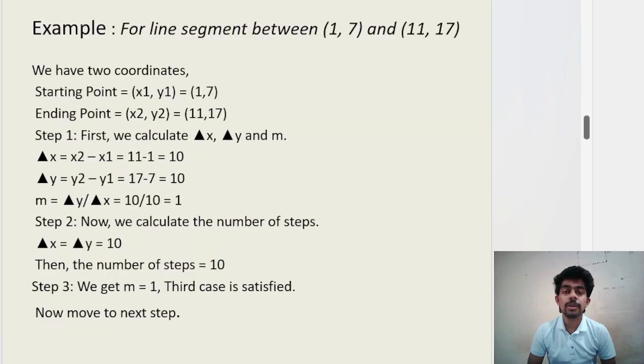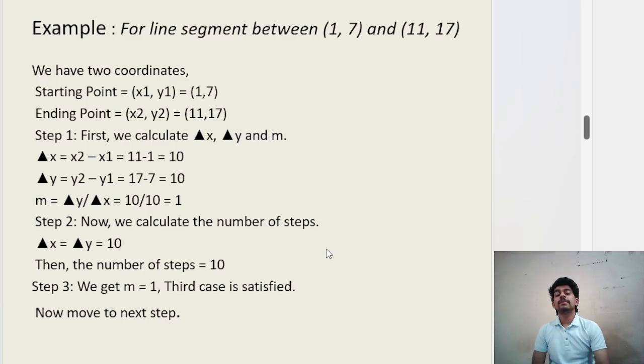Let's take an example to understand DDA more efficiently. For the line segment between (1, 7) and (11, 17), we have two coordinates: the starting point, which is 1 comma 7, and the ending point, which is 11 comma 17. Firstly we calculate the change in x, which is 11 minus 1, that is 10, and the change in y, which is 17 minus 7, that is also 10, which gives us the slope m, that is 1.